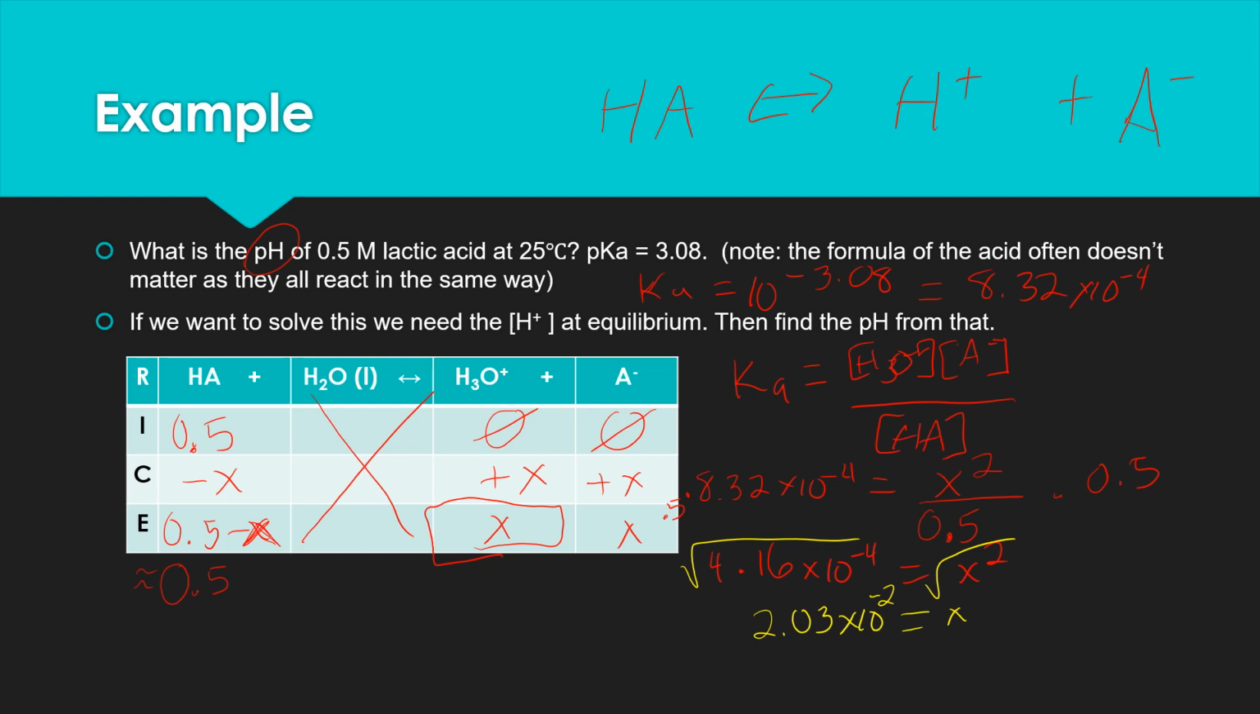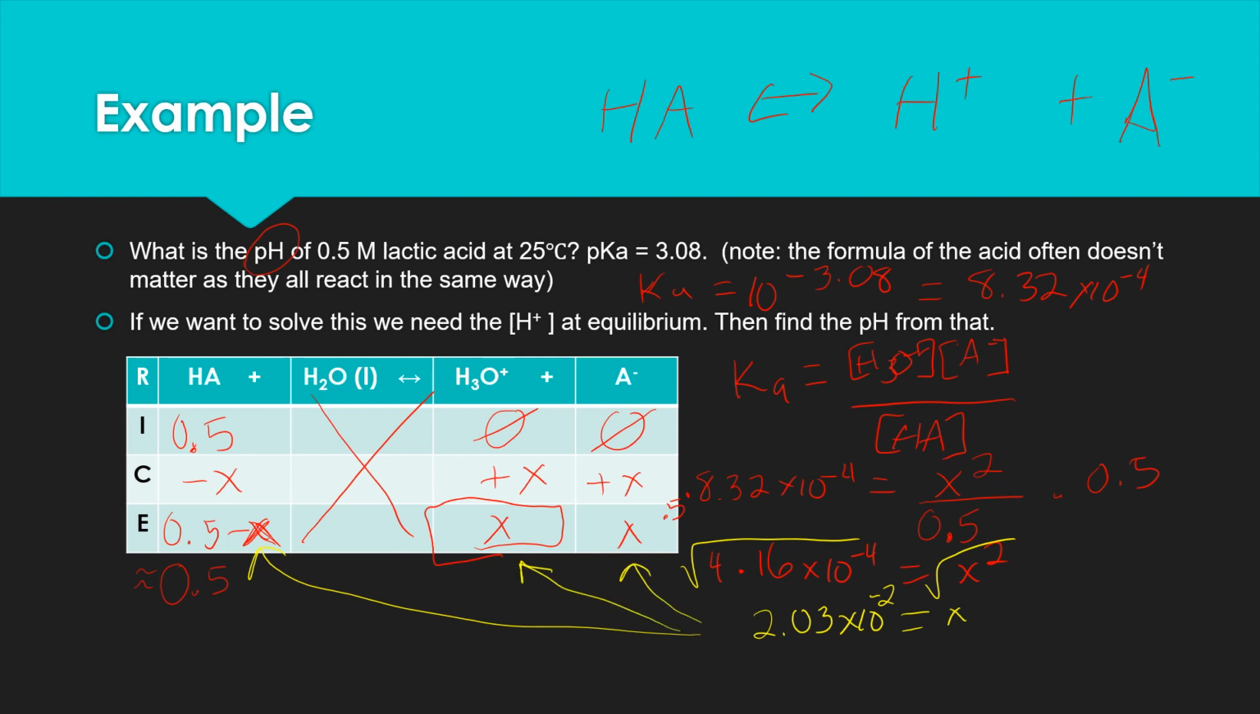So we can go back and plug these in. We can find all of our equilibrium values. Now 0.5 minus 0.0203, if I was to plug this x value in here and subtract it, we would basically get 0.5 because it's such a small number. And then our x value is equal to that same value.